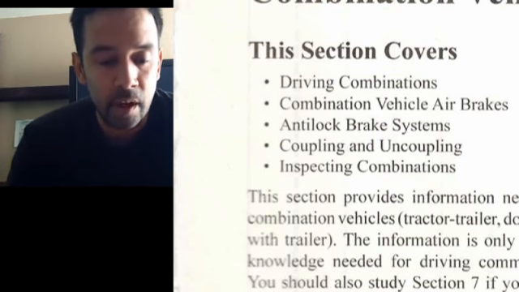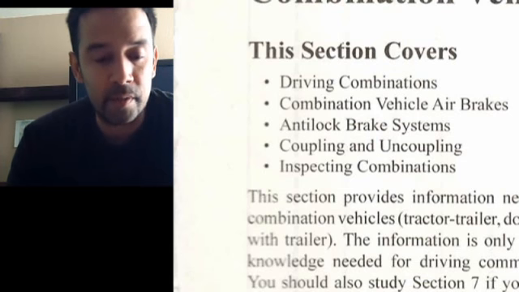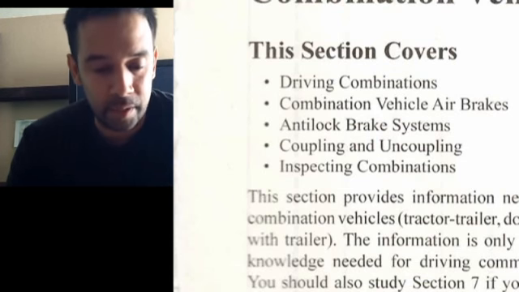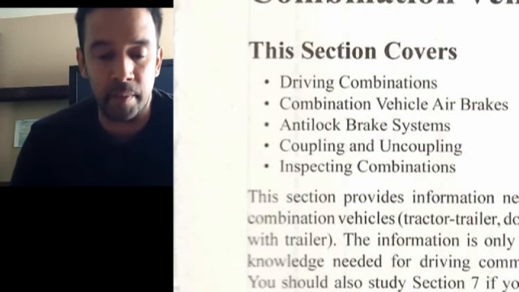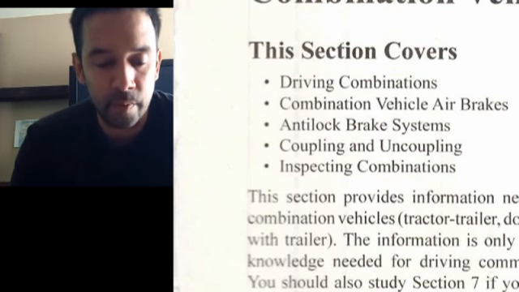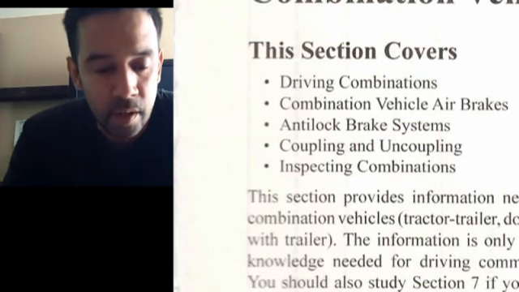Combination vehicle air brakes is number 2. Anti-lock brake systems is number 3. Coupling and uncoupling is number 4, and inspecting the combinations is number 5. So hopefully this is up to date. I know it's a few years behind, but I believe it's probably going to be a benefit either way. So hopefully nothing's changed here. So I'll go ahead and start reading.